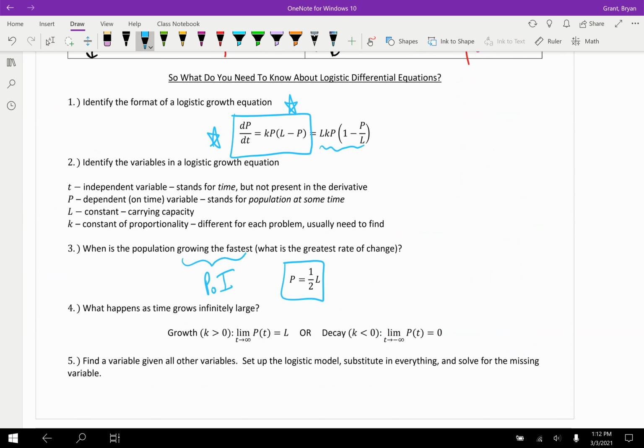POI, not ROI. What happens as time grows infinitely large? Well, you either approach the carrying capacity if you're growing, or you approach 0 if you are decaying. Last but not least, much more uncommon, you do need to be able to find a variable if you're given all the other variables in here. And that's more uncommon because although there is a little calculus, realizing that you're going to replace the rate, there's not a lot of calculus there. That's more of an algebra skill.